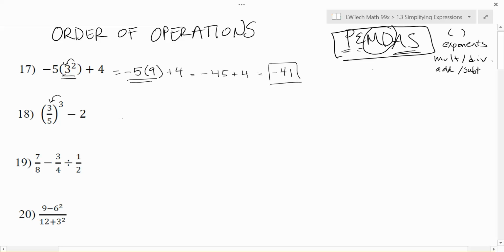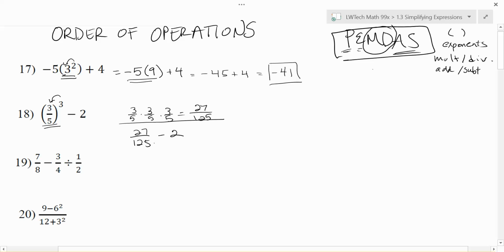When we look at what's in front of that third power, it's the 3/5. So what we're going to need to do first here is 3/5 times 3/5 times 3/5. With a whole string of fractions, we can just multiply all the way across the top, all the way across the bottom, and I end up with 27 over 125 for this part of my expression. So what I have now is 27 over 125 minus 2.